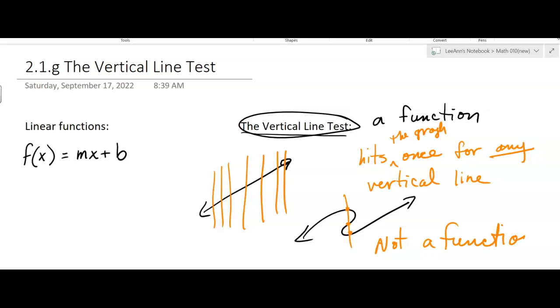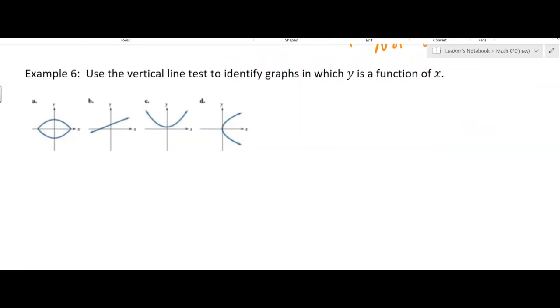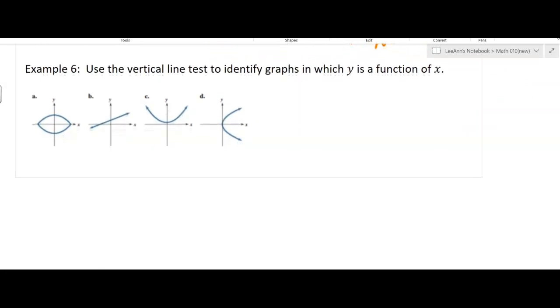So the vertical line test is pretty quick. It's very visual. Okay. You can't overlap itself. Because see, then you've got an x value going to 3 different places. Okay, that's what you can't have. That's not a function. Use the vertical line test to identify graphs in which y is a function of x.